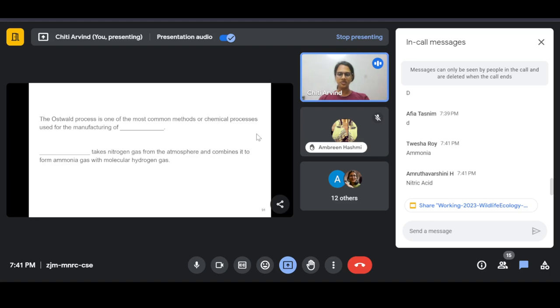And which is the other process that takes nitrogen gas from the atmosphere and combines it with hydrogen to form ammonia? What is this process called? No, this is forming ammonia gas. It's not fixing the ammonia. No, not that. Ammonification. Okay, it's like the Oswald process, it's also called a particular process.